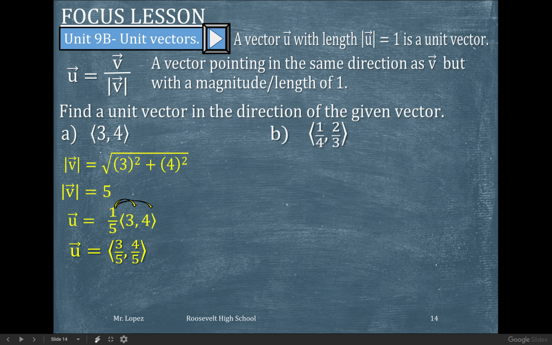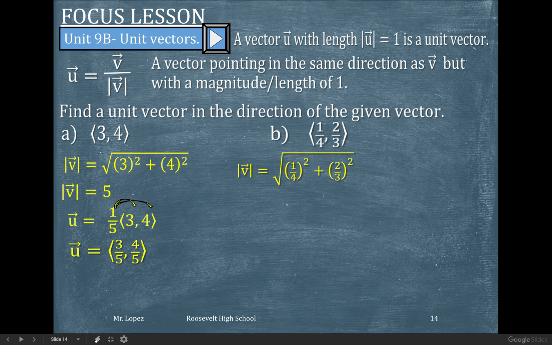Example B. You have a vector with component form 1/4 and 2/3. This will require more math and more arithmetic, but it follows the same procedure as example A. Let's find the magnitude of the vector by doing the Pythagorean theorem. Plug in the x, the a value, the b value, or you could say the x and the y. Square 1/4, square 2/3, get an answer.